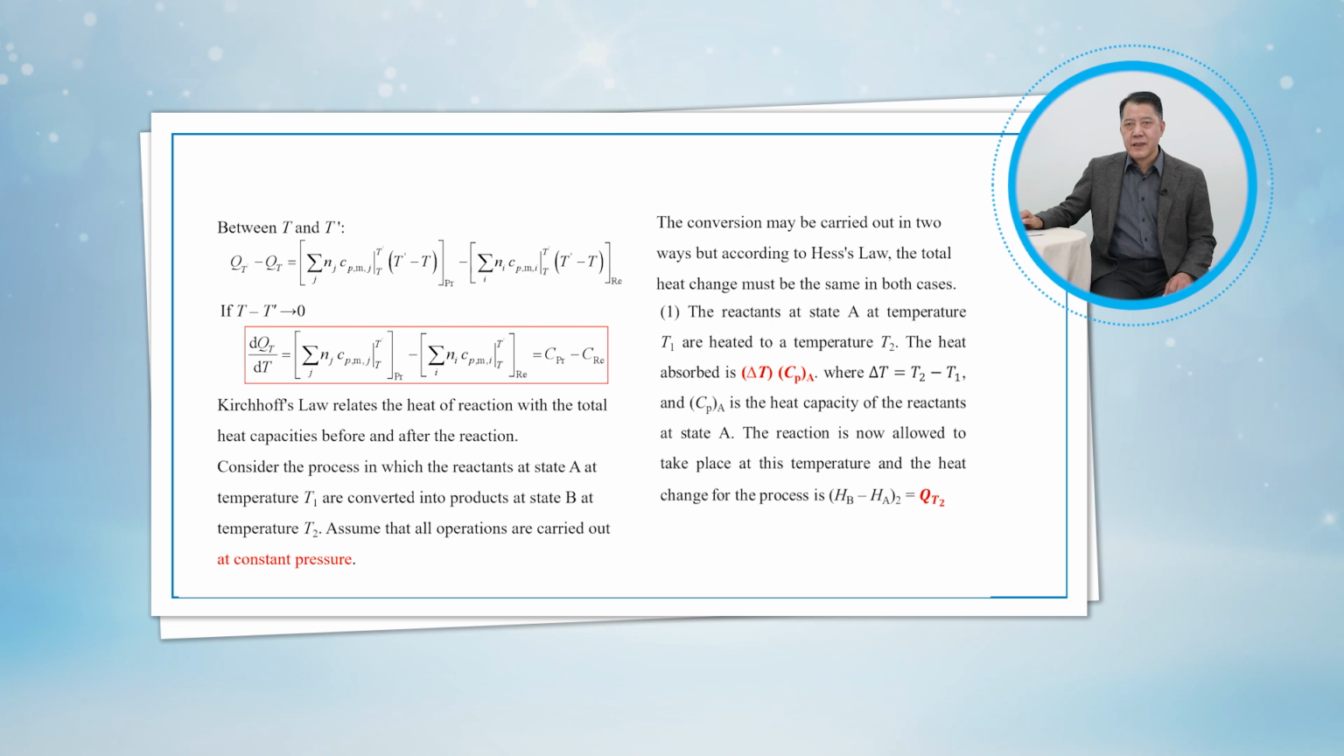The first way is that the reactants at state A and temperature T1 are heated to a temperature T2. The heat absorbed is. The reaction is now allowed to take place at this temperature, and the heat change for the process is. The total heat effect for the process by the first way is.